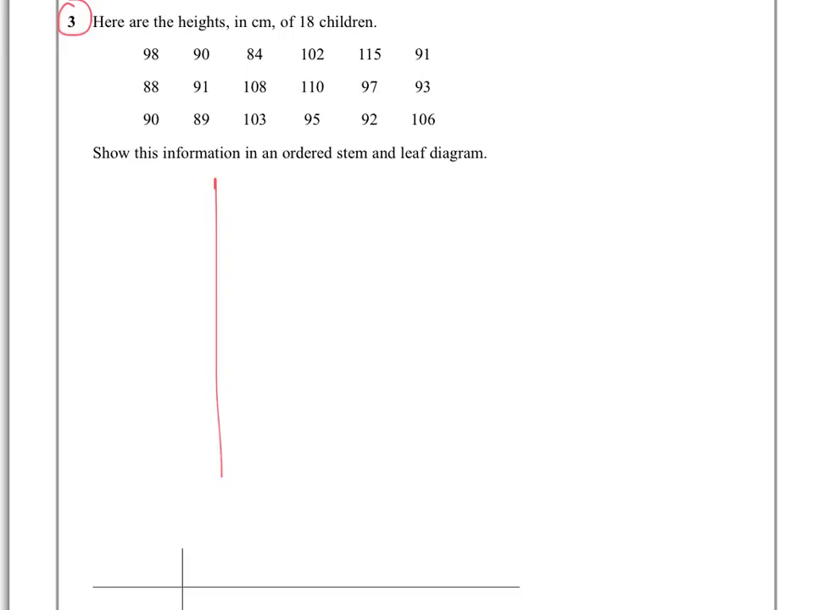We have some numbers in the 90s, some numbers in the 80s, some numbers in the hundreds, and some numbers in the 110s, and so on. So I'm going to make my stems 8, 9, 10, and 11. So 98 would go in there, 90 would go in like this, and remember that first of all, I'm putting these numbers in without bothering to put them in order, and we'll sort out the order in the second diagram.